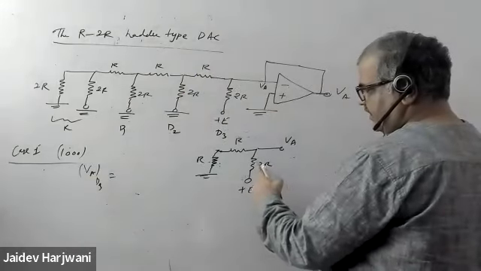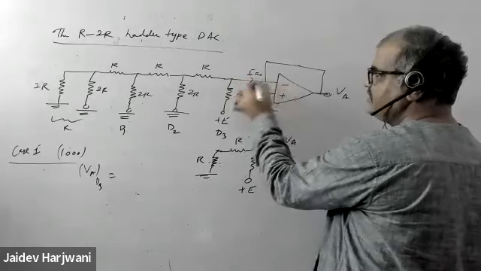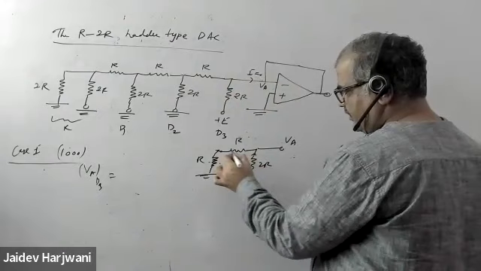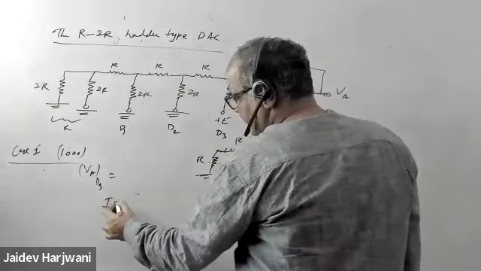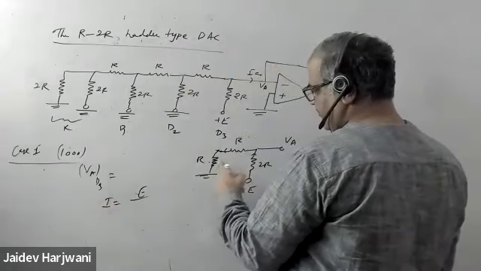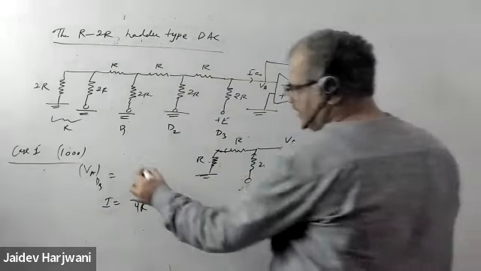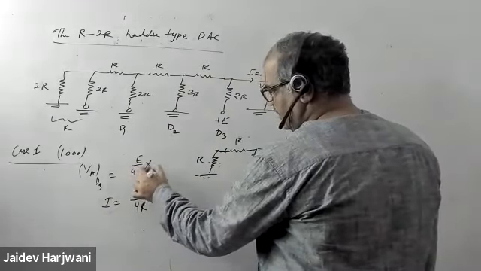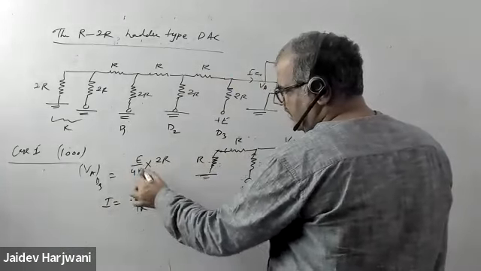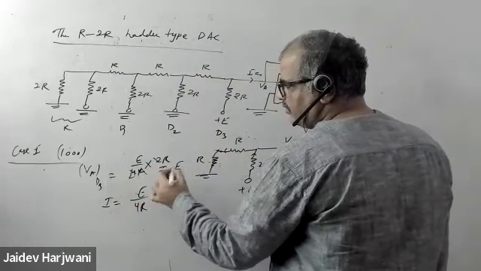Now current will go here because of the operational amplifier; there will be no current in this section. So all the current will go here. So the current I will be E upon 2R plus R plus R, that is 4R, isn't it? And this current E upon 4R into 2R is the voltage VA I want. So R, R cancel, this cancels 2. So this comes out E by 2.